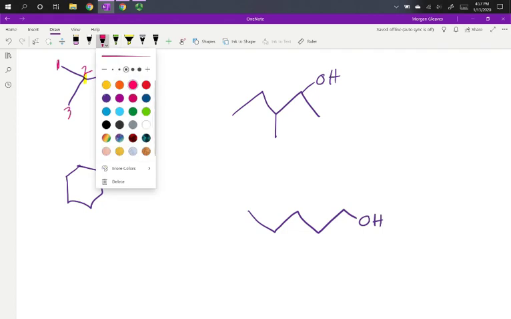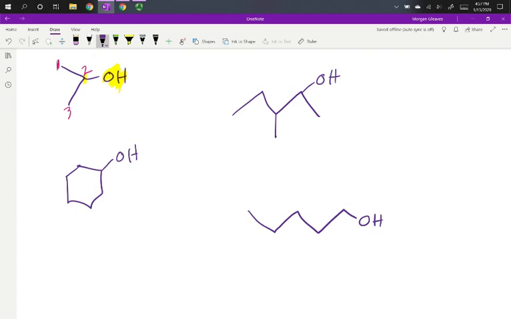So I've got my longest chain. It's at the 2 position, so my chain is a prop. The carbon-carbon bonds are all single bonds, so it's a propan, and it is a 2-position alcohol.